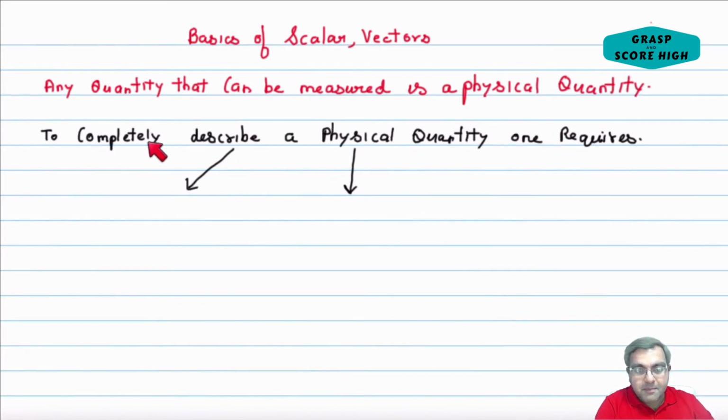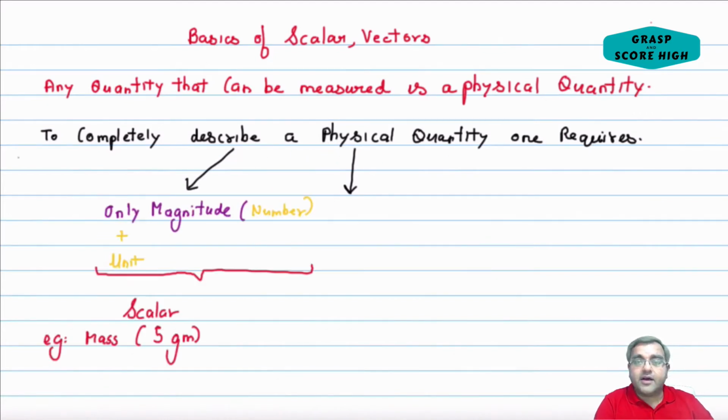So if I want a complete description of any physical quantity, I require two things. The first thing, I require the number, which is technically called the magnitude, plus the unit. For example, I say the mass of a pencil box is 5 grams. So 5 is that number which we want. That number is called magnitude, and this grams is a unit.